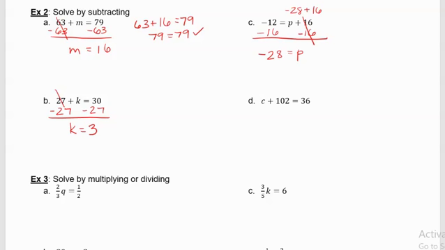Okay, pause the video and try D on your own. Okay, for part D, you should have subtracted 102 from both sides. You get C equals negative 66. If I plug this back in, I get negative 66 plus 102, and that does give me positive 36.